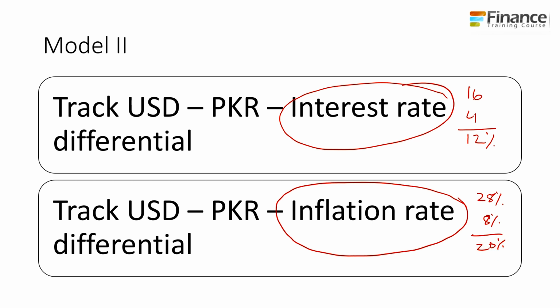Model number 2 suggests that the expected likely future currency depreciation is going to be linked to one or two of these factors, the interest rate differential or the inflation rate differential. Do we have data to support this?